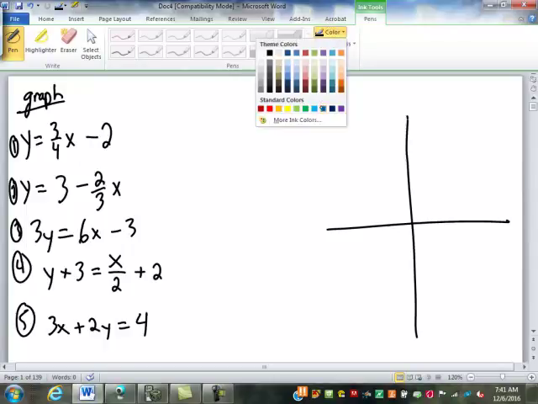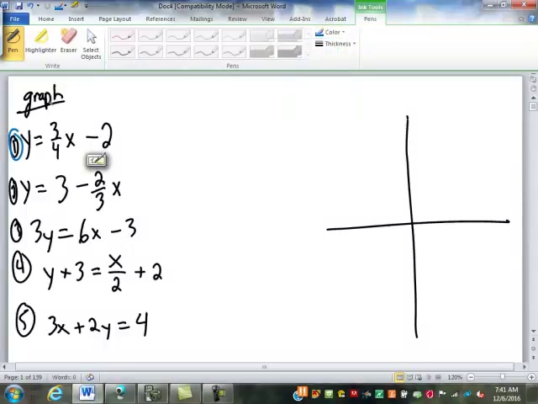Okay, so this first one here, where do we start at? -2. So there's our first point. From there we go up 3 over 4. So you got to remember when you're plotting a point, it's horizontal first and then vertical. But when we're doing slope, it's vertical first, then horizontal. How many people got that for that first equation?